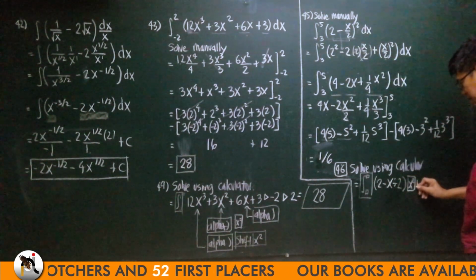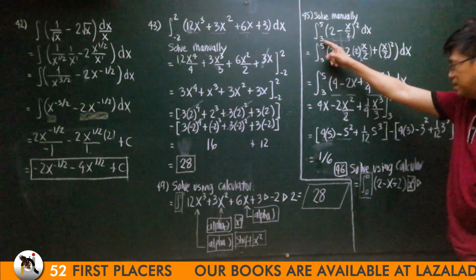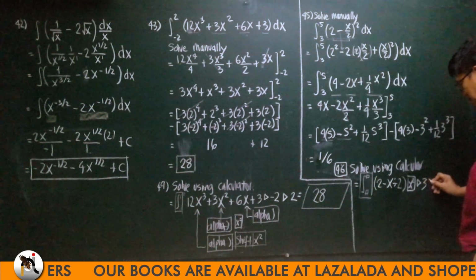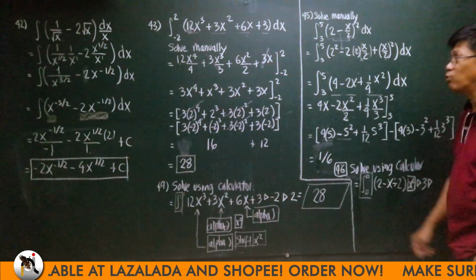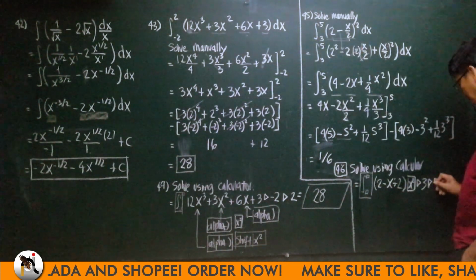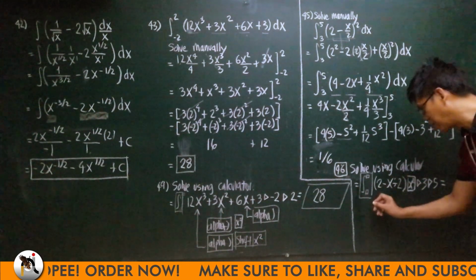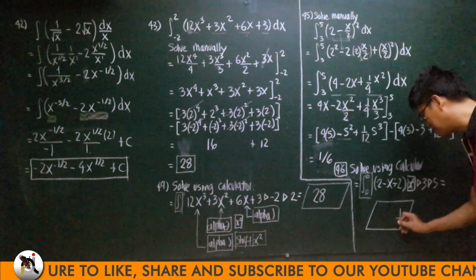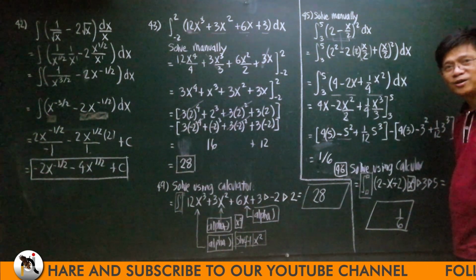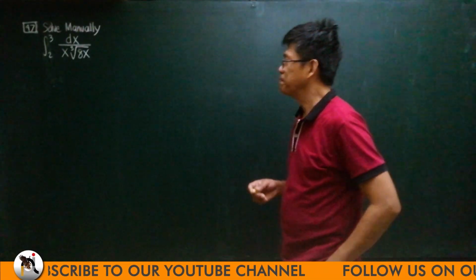So press the left arrow key for the lower limit. Press 3. Right arrow key for the upper limit, or upward arrow key. So press 5, then equals. Your calculator will display in no time the answer, which is 1/6. You follow? What about this one?